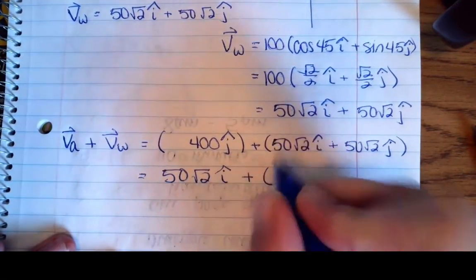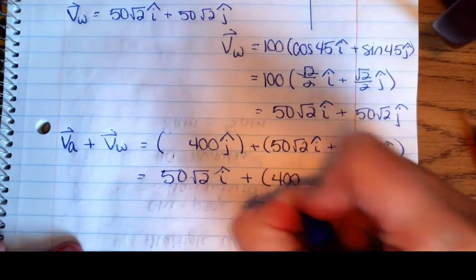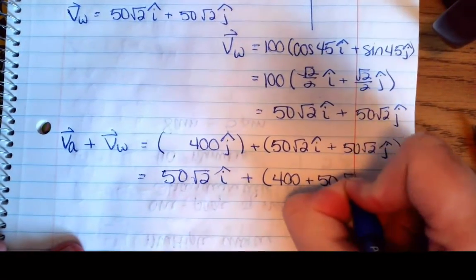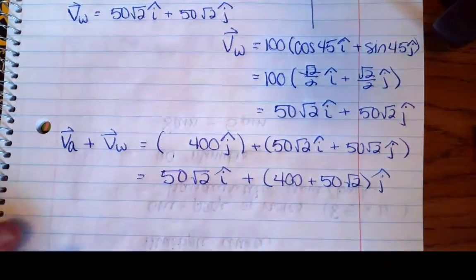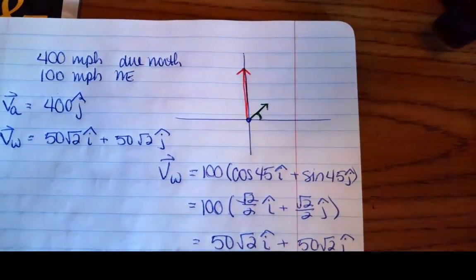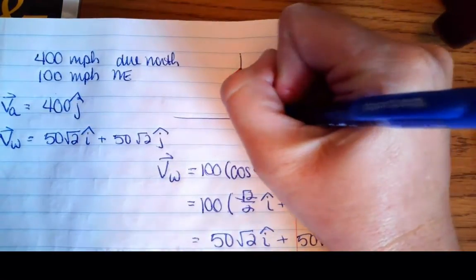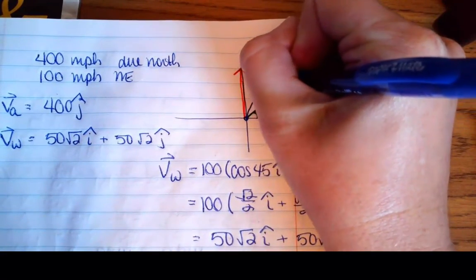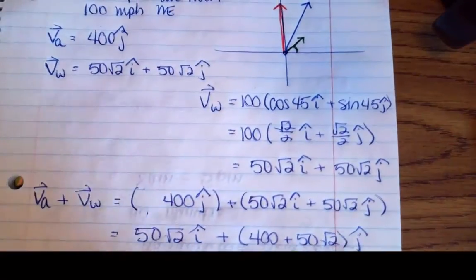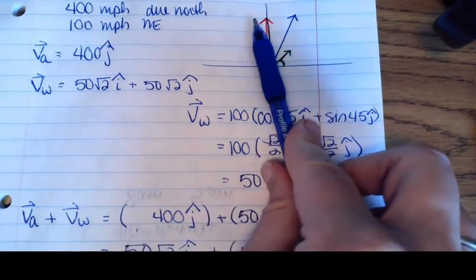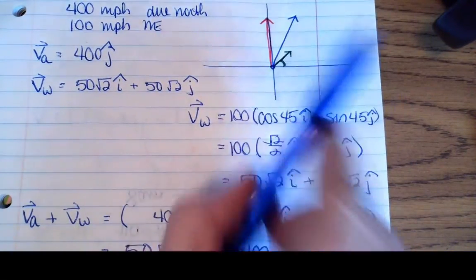And my J components become 400 plus 50 root 2 on J. So that's the vector when I add these two things together. All right, so I've got a red vector and a green vector, and when I add these together, I get that vector. So bottom line is that this wind is pushing the airplane that direction.